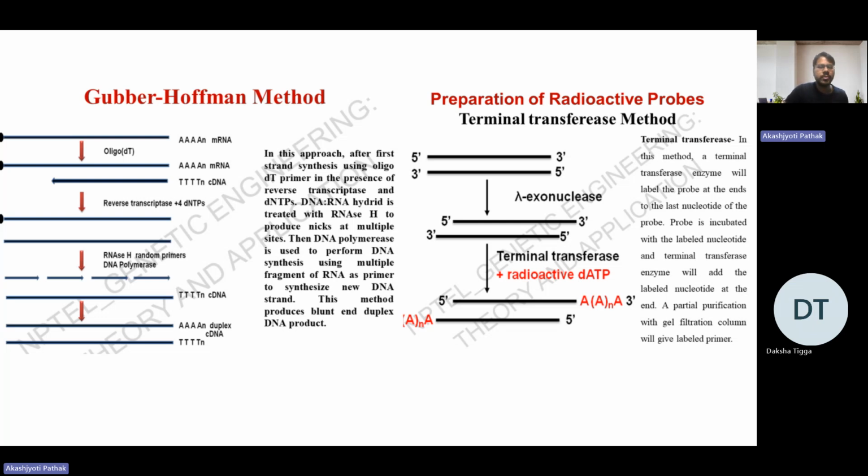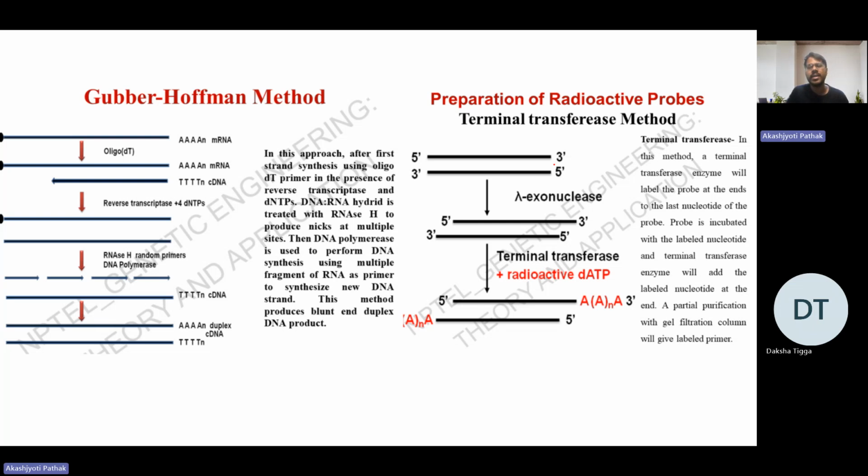Then to remove the mRNA, you treat it with RNase H. RNase H will act on the RNA-DNA hybrid and cleave the mRNA. Once the mRNA is cleaved, DNA polymerase I or the Klenow fragment can come and synthesize the corresponding complementary DNA fragment.